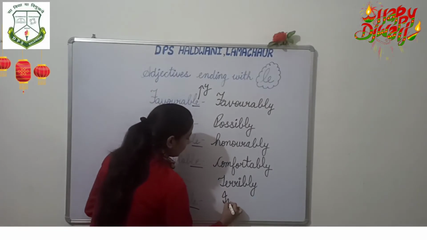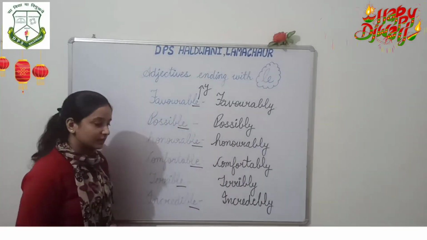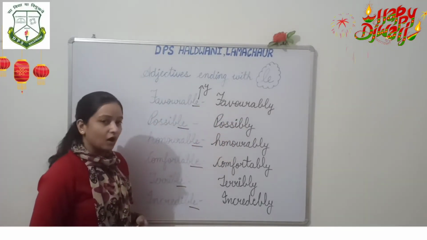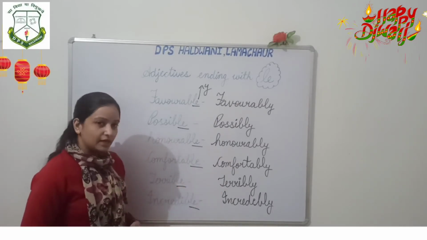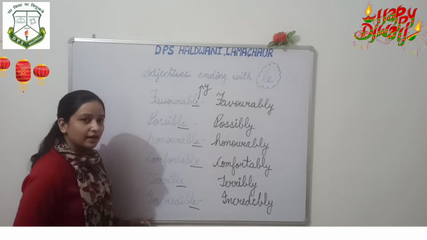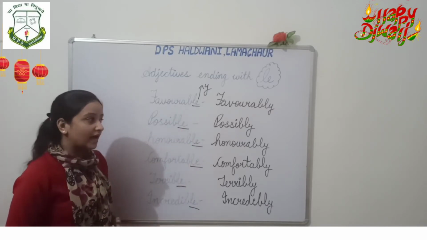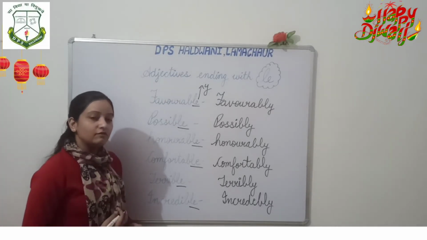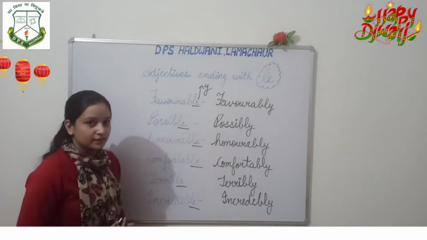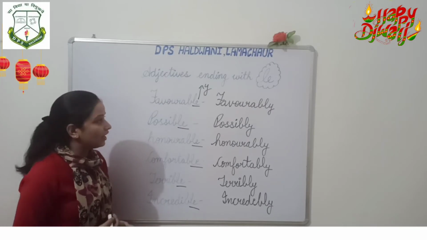Incredible. I-N-C-R-E-D-I-B-L-Y, incredibly. So the spellings are favorably, possibly, honorably, comfortably, terribly, incredibly. So favorable, possible, honorable, comfortable, terrible and incredible are the adjectives which are ending with L-E, and these adjectives are made up of more than one syllable. So in that case, we add Y in place of E. We make adverbs with these kinds of adjectives. I hope this much is clear to you.